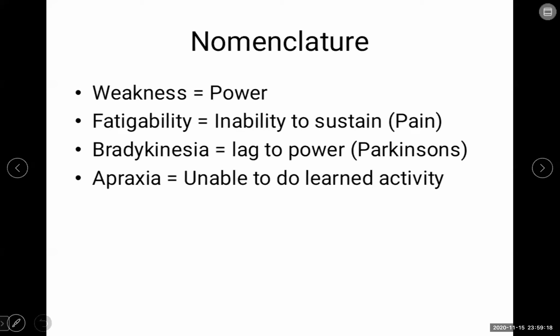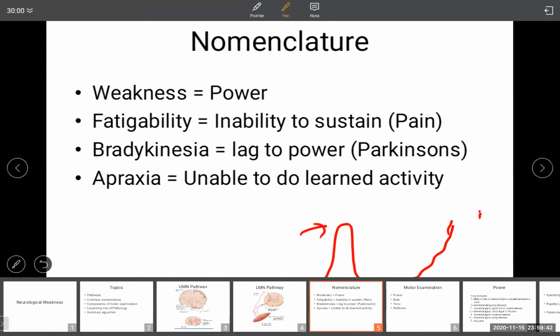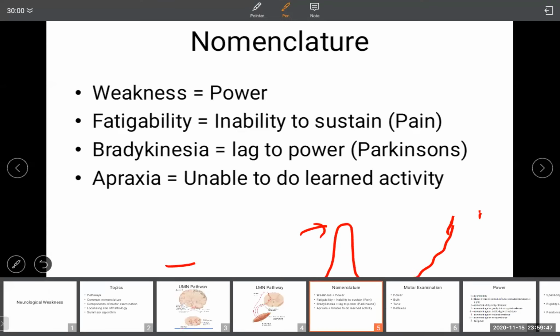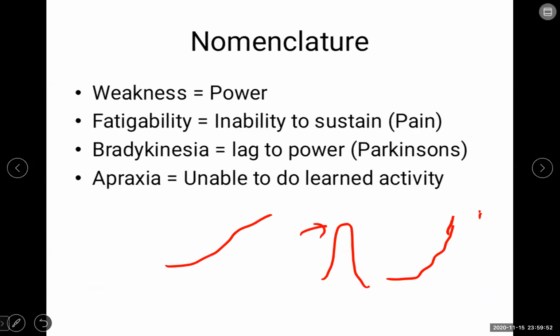The other term is bradykinesia. Now, in bradykinesia, look at the ultimate peak of power that they hit. The peak of power tends to be hit fast in a normal person, whereas in bradykinesia, the curve tends to be prolonged before they can actually hit that sweet spot of power. So this would be the curve in a bradykinesia. They tend to hit the maximum power at a much later stage.